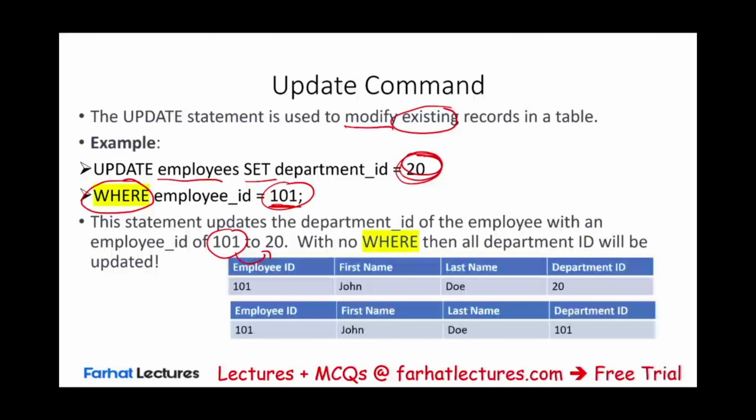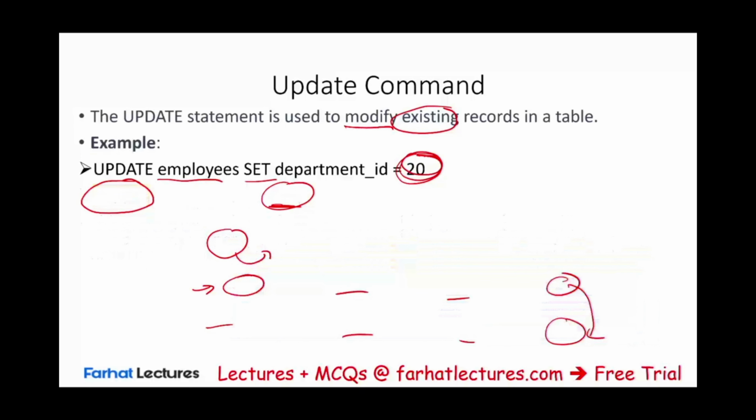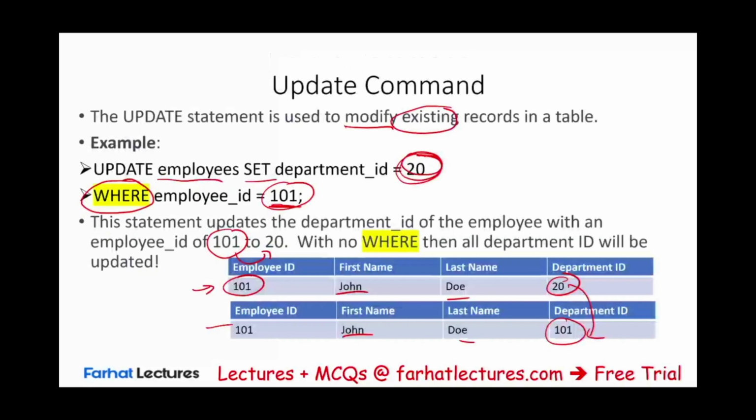So this is what the record would look like for employee 101, John Doe, department 20. After the change, we'll have 101, John Doe, and the department ID is 20. Sorry, the previous ID was 10, and now we set it to 20. So we set the department ID to 20, and the previous one was 10. So this is what we did. We changed the department ID for John Doe.